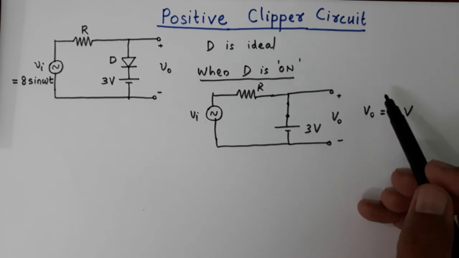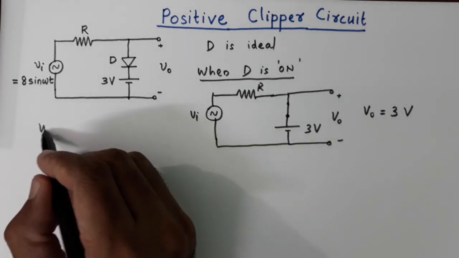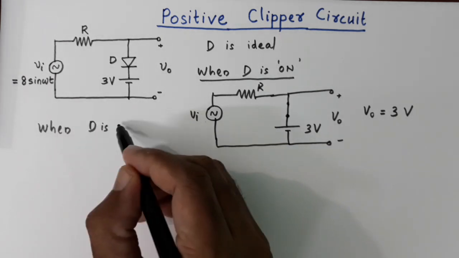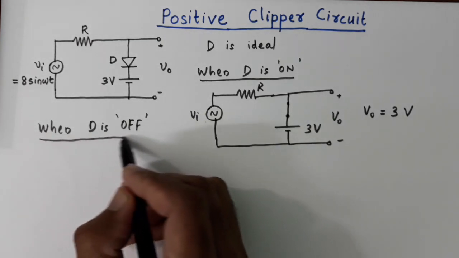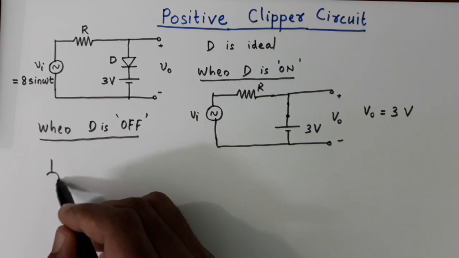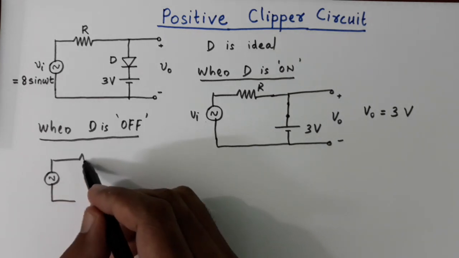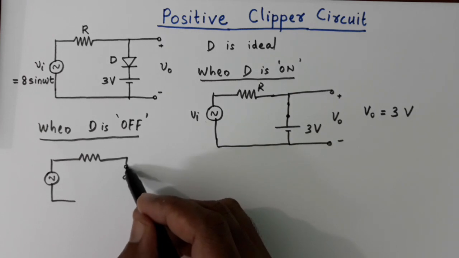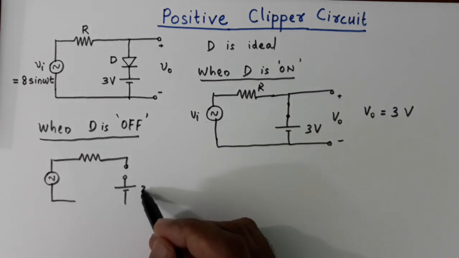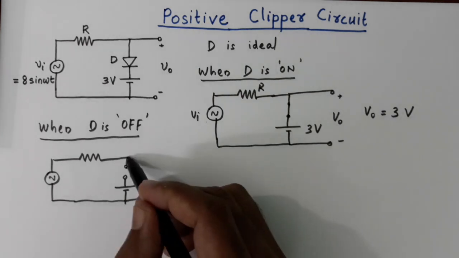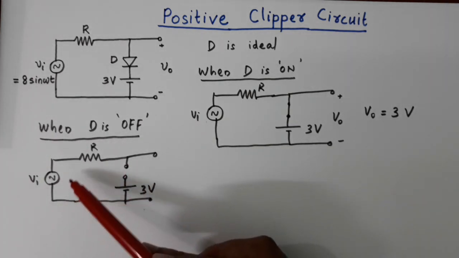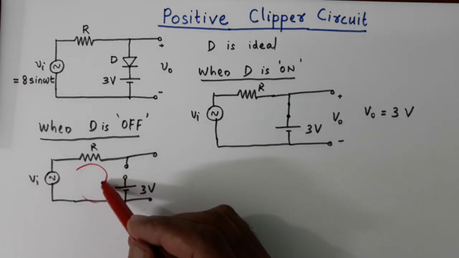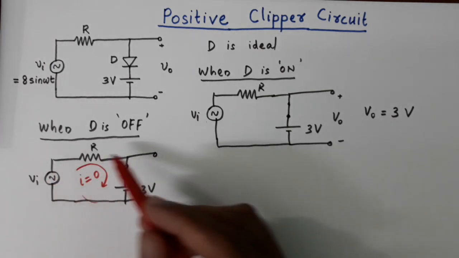Now we can draw the diagram for diode off. When D is off, it means it is reverse biased and not conducting, so it is like an open switch. I will draw the diagram for that condition. The diode is open, so this circuit is open, there is no closed path, so there is no current flow. Current will be 0 in this case.